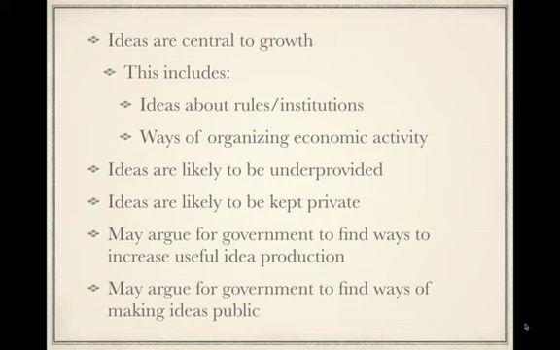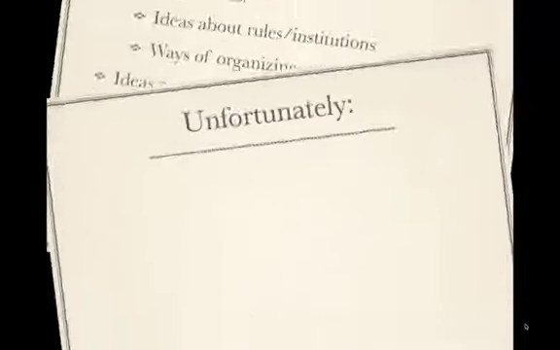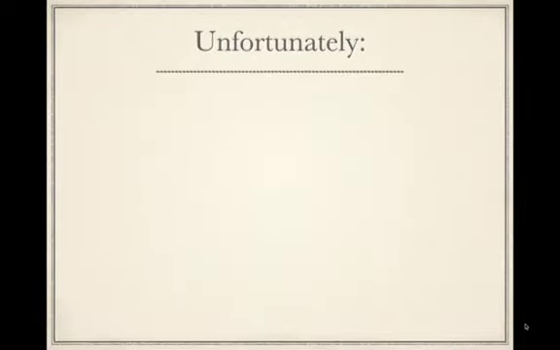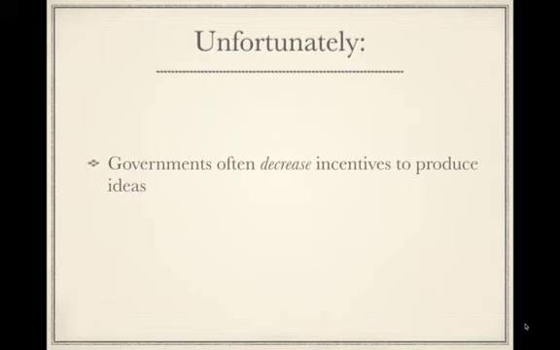And that's the argument for government intervention, is that we would use government or collective action to overcome issues where private incentives are not going to work effectively. So that's the rosy case for using government. There may be a caveat here. There's a but. So here's the unfortunately. Turns out that governments often decrease incentives to produce ideas.